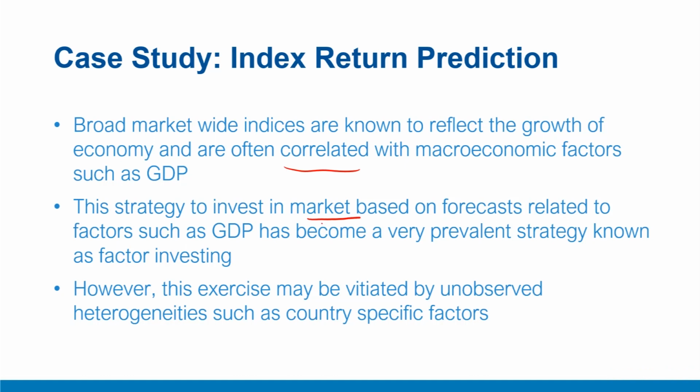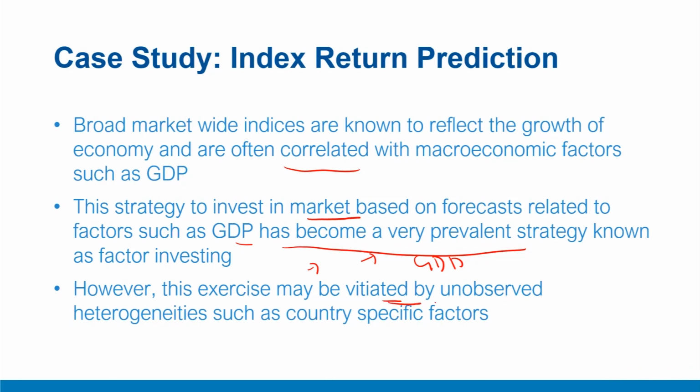Therefore, the strategy to invest in market based on forecast related to factors such as GDP has become a very prevalent strategy known as factor investing, that is, investing in market based on predictions related to GDP. The idea is that GDP has a fundamental relationship with these broad market-wide indices, which essentially reflect the economic activity in a country. However, this exercise may be vitiated if the data is of multi-country panel data.